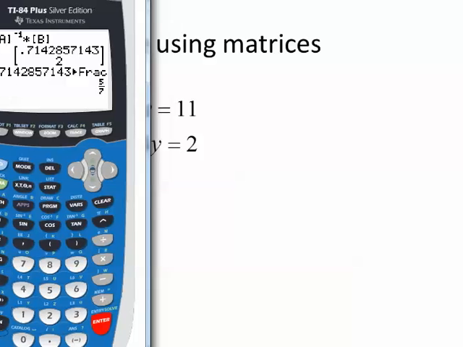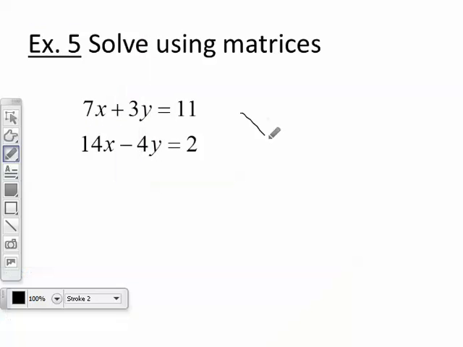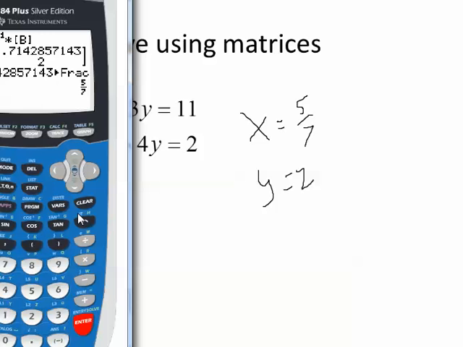Okay? So there's my answers. I've got x equals 5 over 7 and y equals 2. Where did I get those two values? Right there on that calculator. That first one's 5 over 7. Second one was 2.